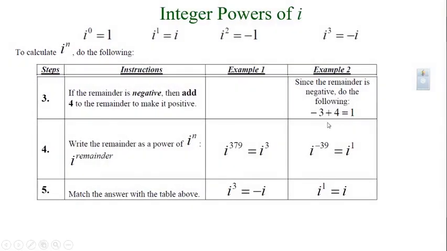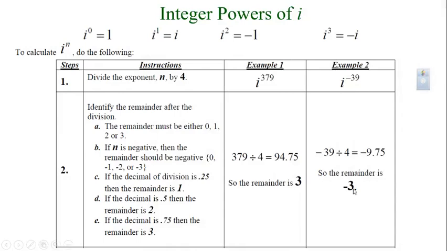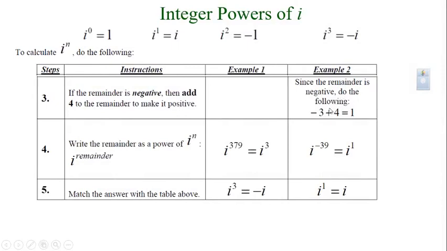Now, let's take a look at the integer powers, the next step. Once we divide by 4, if you have a positive exponent, the positive remainder will tell us what the answer is. So in the first example, when we divided 379 by 4, we got a remainder of 3. So I to the power 379 is exactly the same as I to the power 3. And I to the power 3 is negative I, as we see up here from that list that you need to memorize. However, if the remainder was negative, we need to adjust that to make it positive by adding 4 to it. And that will make it positive.